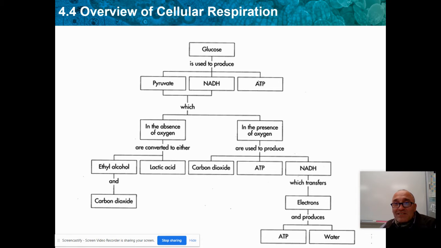When it does, it makes ATP, two of them. There's two ATP molecules released at that point. And this is again in the cytoplasm. After that, depends on whether oxygen is present or not.